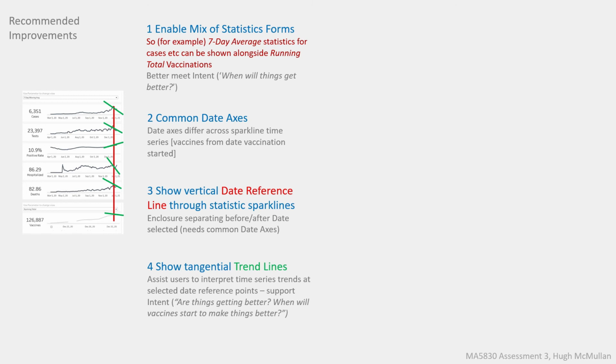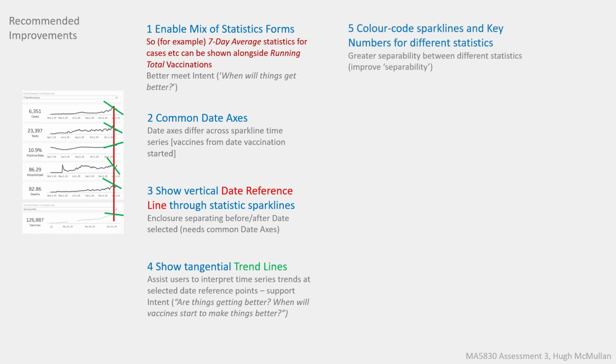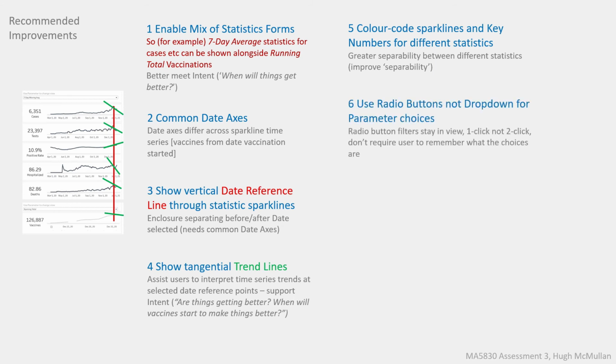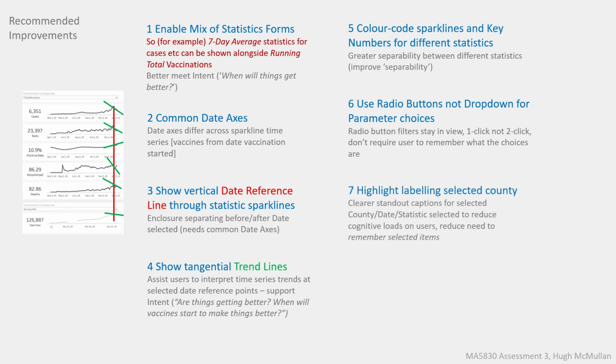Using different color hues across the different statistics would assist separability, enabling users to quickly and easily change their focus between different statistics. Parameter drop-down is a 2-click process. A simple radio button option, rather than a drop-down, would keep the alternative parameter options constantly in view. Drop-downs are better when there are many rather than few options. Clear highlight labeling of the selected options, county, date, statistic, would reduce cognitive load on users, avoiding them needing to remember those selections.